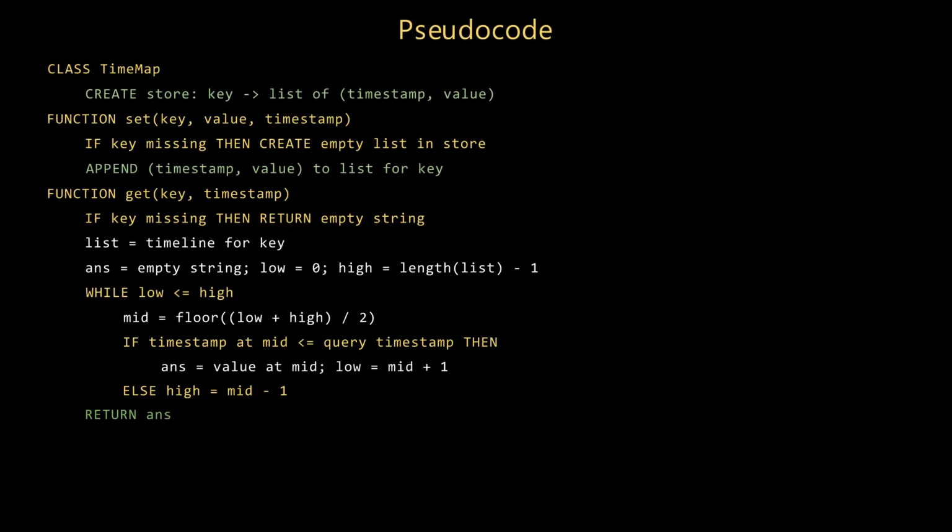Timemap maps each key to a sorted list of timestamp value pairs. Set appends a new pair to that key's timeline. Get binary searches for the best past snapshot at or before the query timestamp, and returns the empty string when no history qualifies.